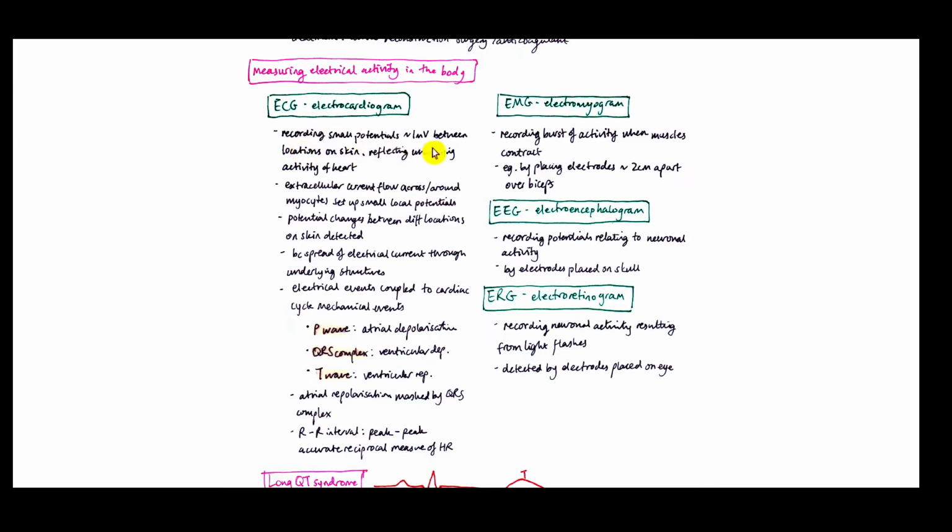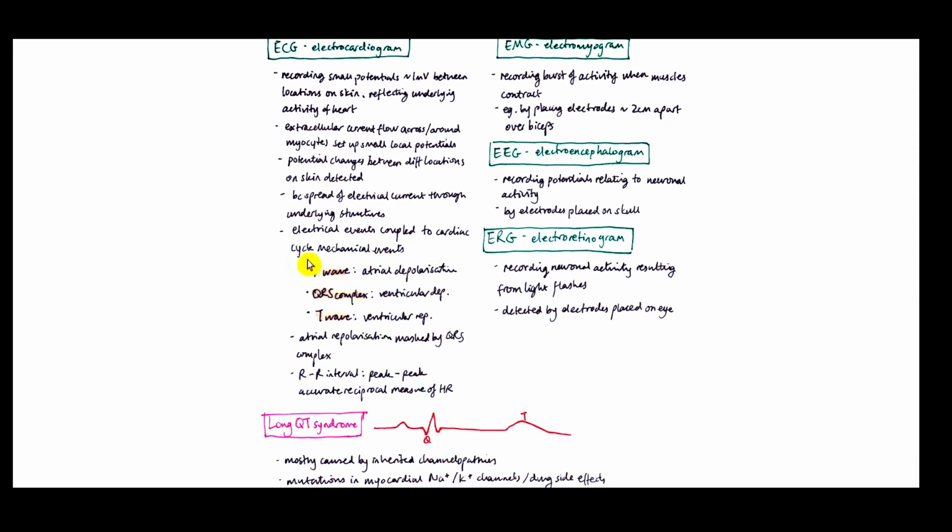It involves recording small potentials, around 1 millivolt, between locations in the skin, which reflect the underlying activity of the heart. Extracellular current flow across or around myocytes sets up small local potentials, and potential changes between different locations on the skin are detected because the spread of electrical current through underlying structures causes these potentials. So electrical events are coupled to cardiac cycle mechanical events, and this is basically saying that by measuring the electrical activity on the skin, we can infer the electrical activity of the heart. Obviously it doesn't actually look like this, but it's more like a differentiated version, if you guess. So like the changes of the potentials.